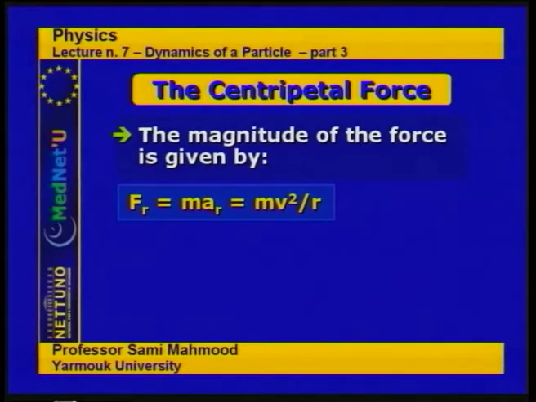We have to remind ourselves that this is not a law of force. F_r = mv²/r is only the magnitude of the force. But what is the force? The force is any physical force, like gravitational force, for example, or tension, for example. So mv²/r is only the magnitude of this force.